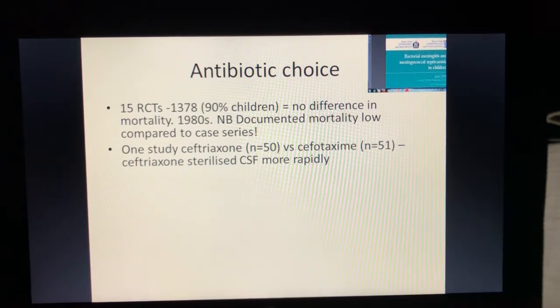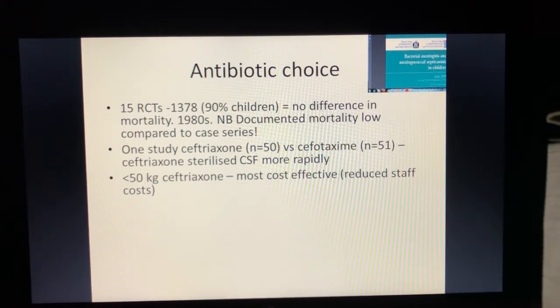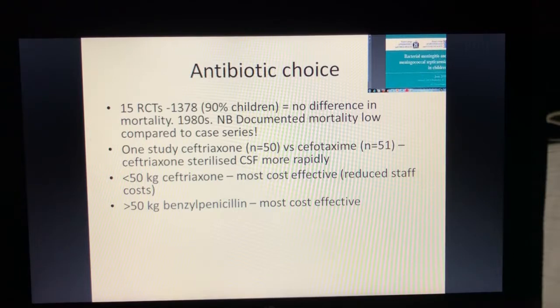One study which assessed pharmacodynamics suggested that ceftriaxone sterilized CSF more rapidly in a trial of 100 patients. And what the NICE guideline suggests, because they also do a cost effectiveness analysis, is that in the under 50 kilogram patient, ceftriaxone is more cost effective, mainly because of reduced staff costs that they've estimated, and that if you're over 50 kilograms, benzylpenicillin becomes more cost effective because of the cheapness of its dose.